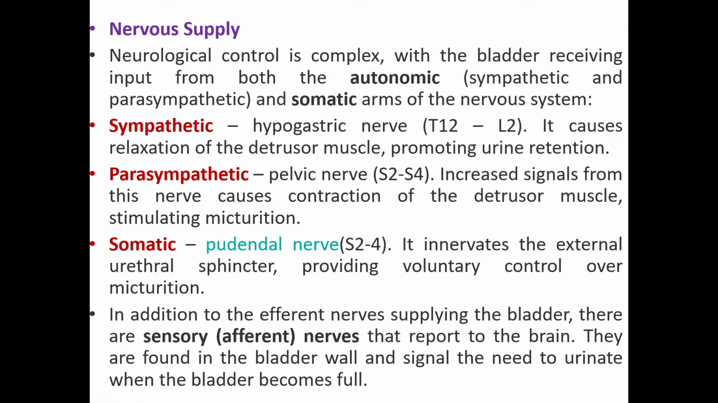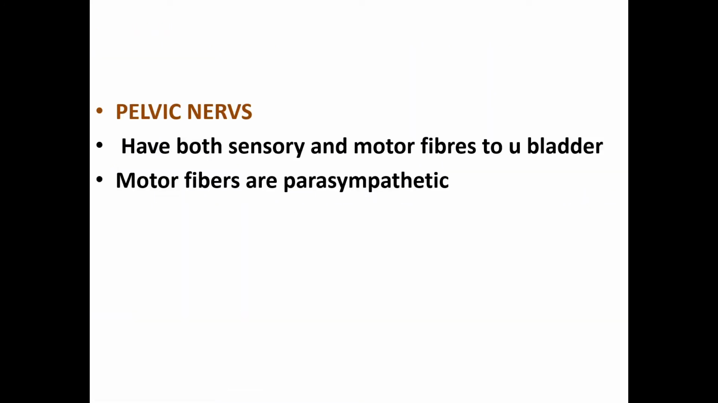The same things are written over here, which I told you earlier. For the nerve supply, we have the sympathetic nerves, the parasympathetic nerves, and then the somatic nerve, the pudendal nerve. These pelvic nerves have both sensory and motor fibers to the urinary bladder. The motor fibers are parasympathetic. I have told you earlier.